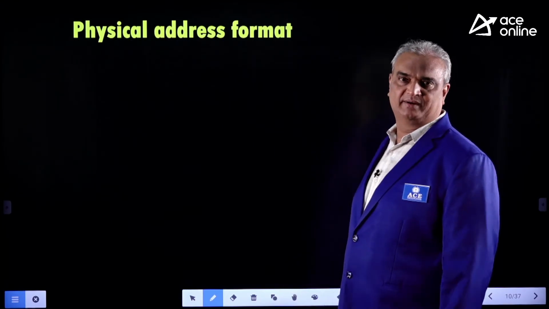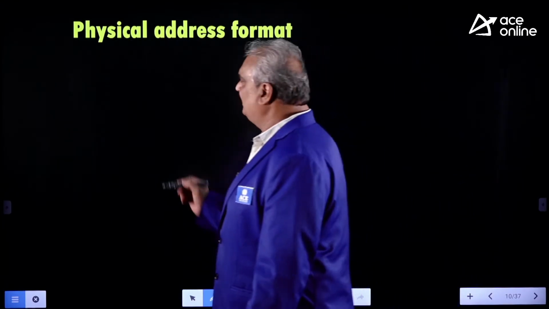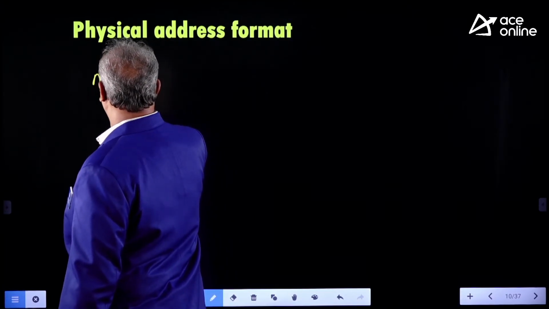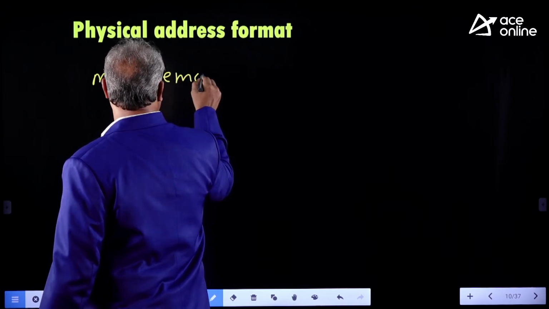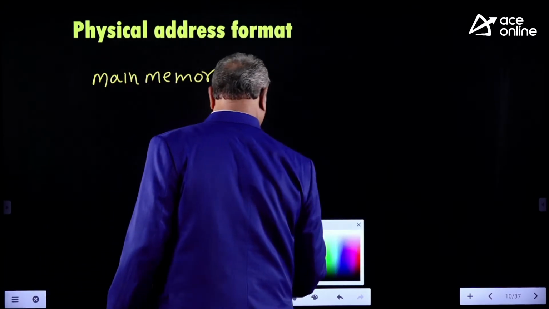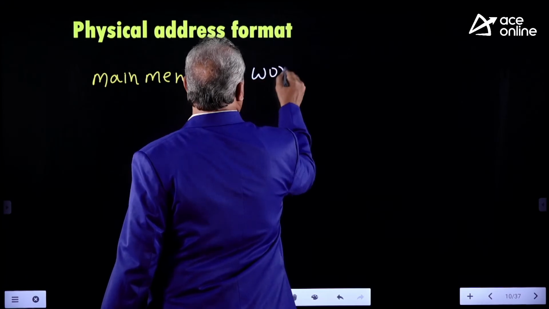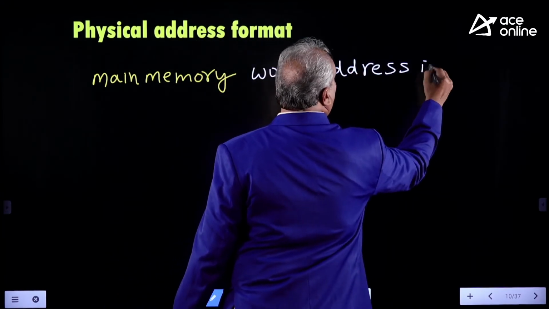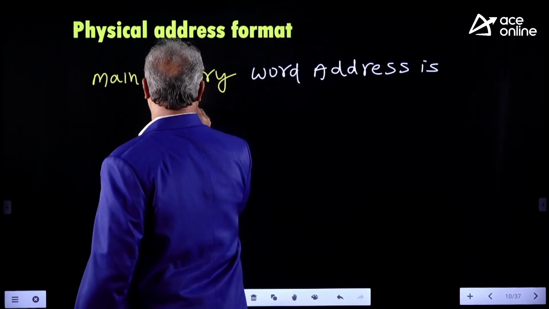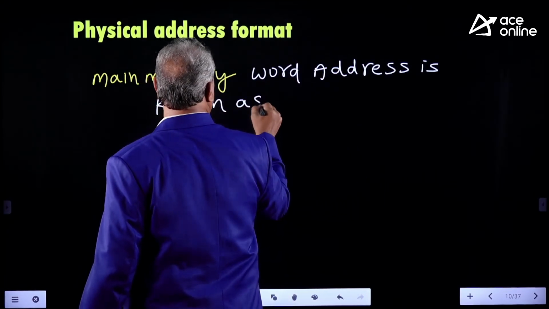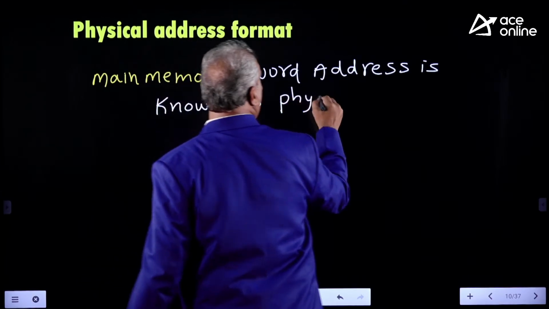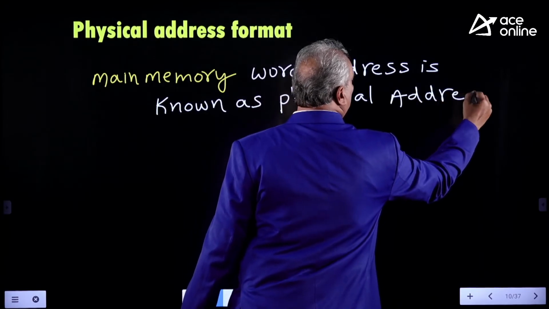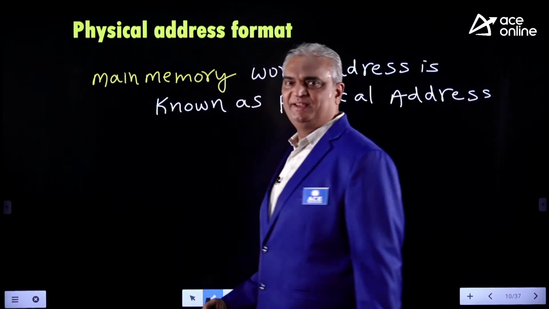Next, physical address format. What is physical address format? Main memory address is nothing but physical address. Main memory word address is known as physical address, because main memory is also known as physical memory.